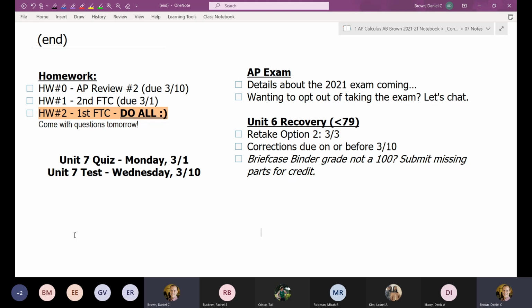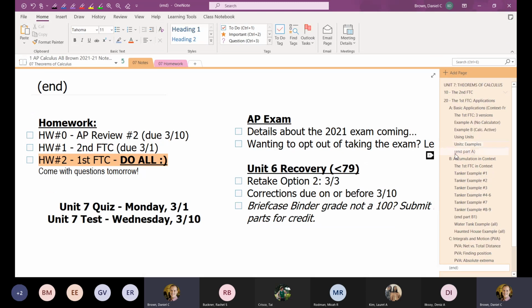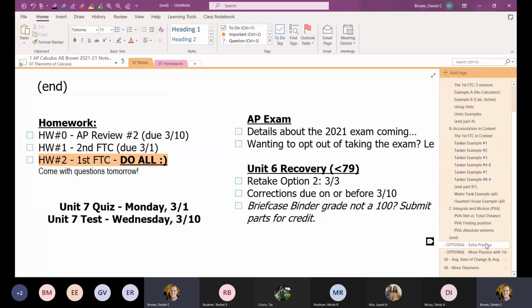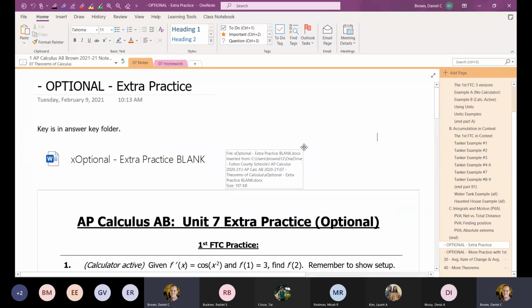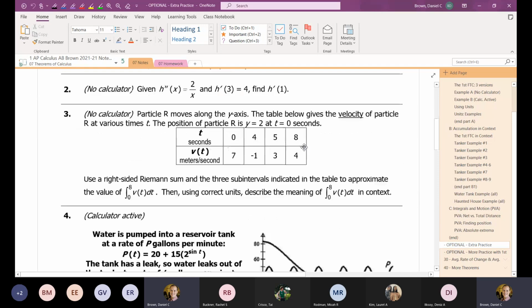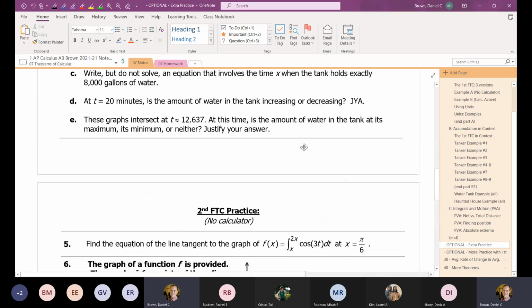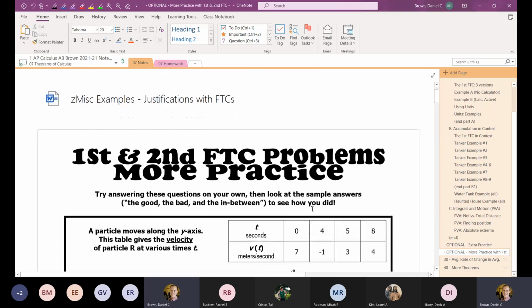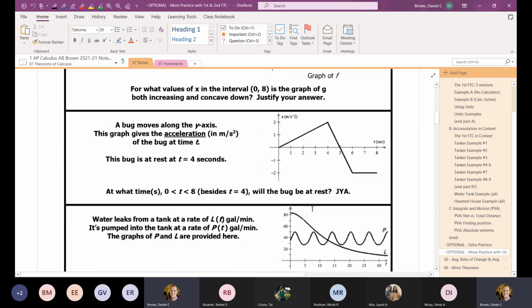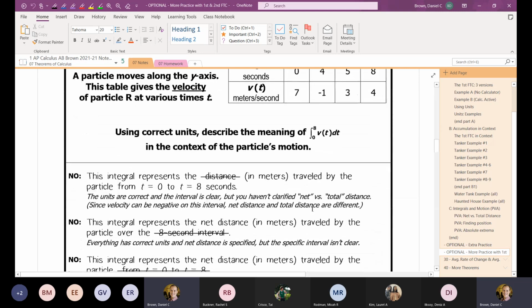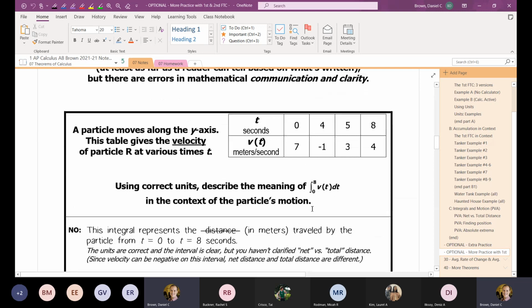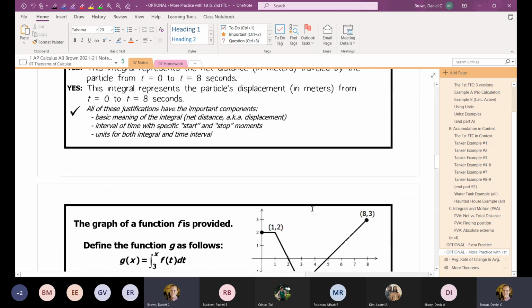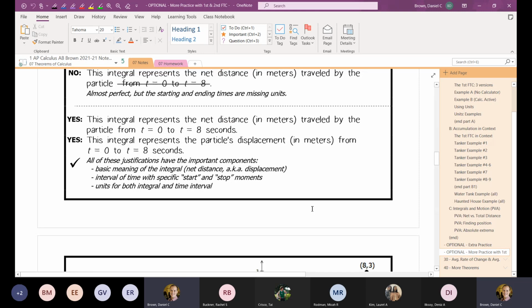If you're the type of person who doesn't want to ask questions, and you're like, Mr. Brown, just give me a bunch of practice problems to do, I do have some practice problems shared with you in OneNote. Immediately after the notes, you have this first one, optional practice. The key is posted online, but it's a mixture of problems to practice. I have first FTC and second FTC stuff. I have another slide, more practice, again all optional. Some students like this second one because I have some problems that are already worked out, especially if you have a hard time coming up with justifications. I'll have one problem with some bad justifications and then some good ones, in case you have trouble forming those.